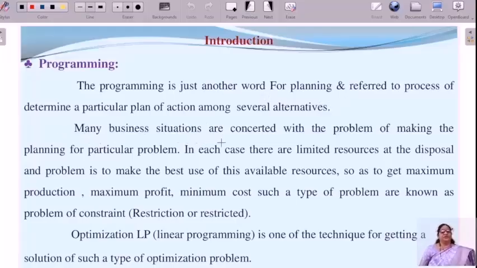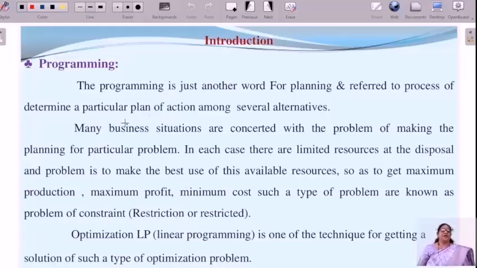Many business situations are concerned with the problem of making a plan for a particular problem. In each case, there are limited resources at the disposal and the problem is to make the best use of these available resources so as to get the maximum production or maximum profit, or you can say minimum cost. Such types of problems are known as problems of constraints or restrictions, or problems having some restriction.